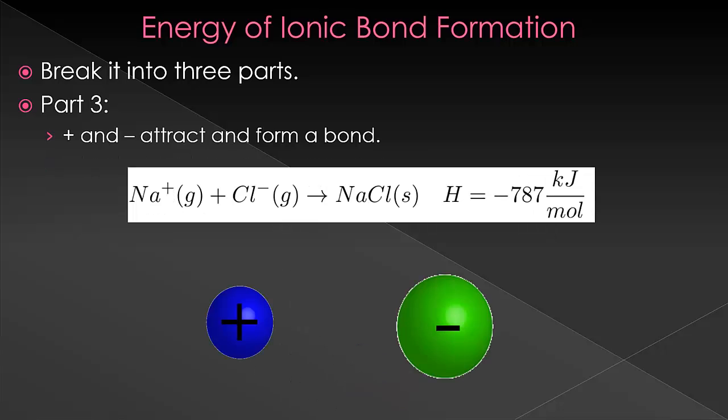And then for the final step, the positive and negative ion are going to attract each other. This also changes the energy, and in this case, it changes it by negative 787 kilojoules per mole. You don't have to worry about exactly how to find each of these energies. They would be given to you, so just have the process down.